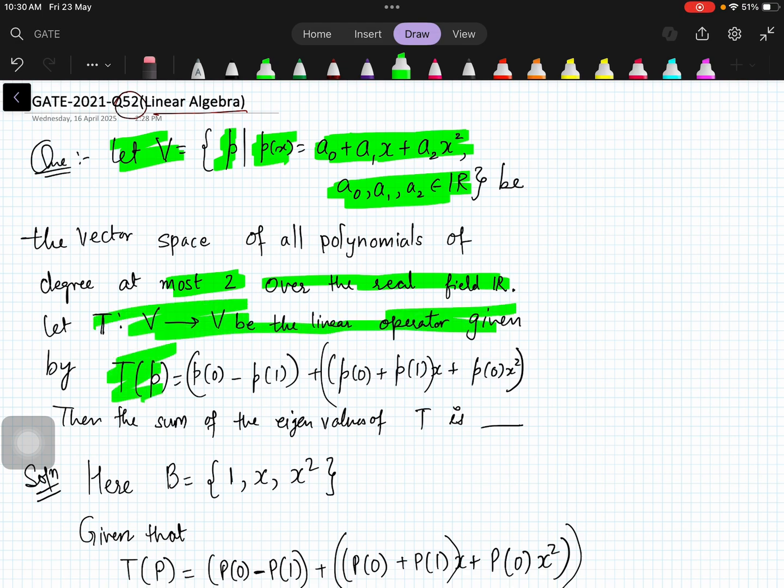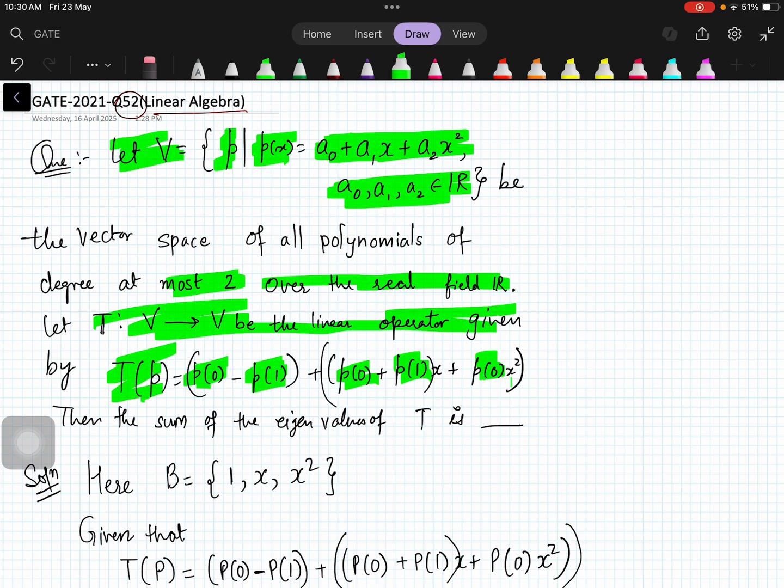T of p is p(0) minus p(1) plus (p(0) plus p(1))x plus p(0)x squared. So this is your T of p. Then the sum of the eigenvalues of T. So now they are asking you the sum of the eigenvalues.